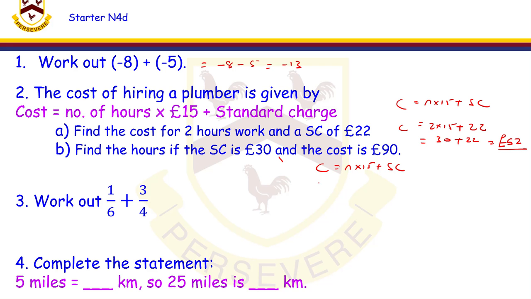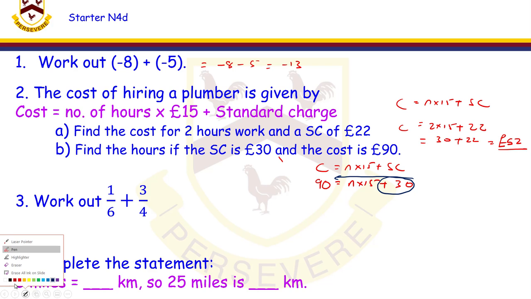And so we can substitute for the letters. So it's 90 as the cost is equal to n times 15 plus a standard charge of £30. So we've got a float and ping and escalator question, which means that if I can change my pen color, let's use blue. That means I can float my 30 over to the left hand side there. Let's go back to red. And that gives me 90, take away 30, which is equal to n times 15. 90 take away 30 is 60, which is equal to n times 15, or 15n.